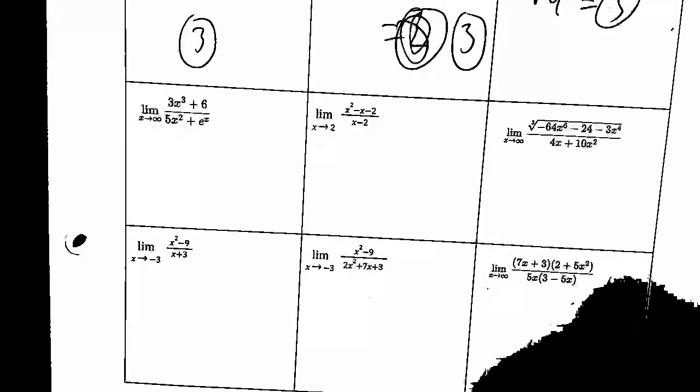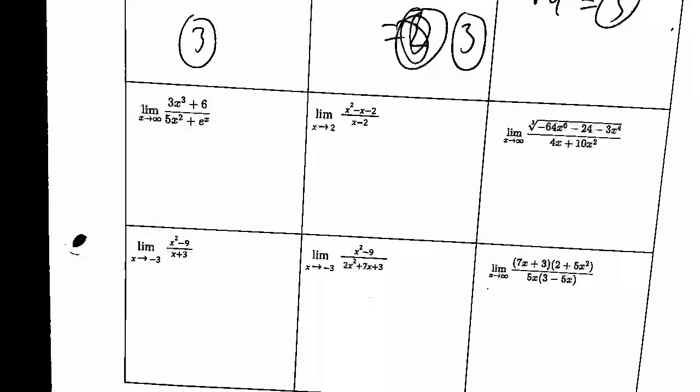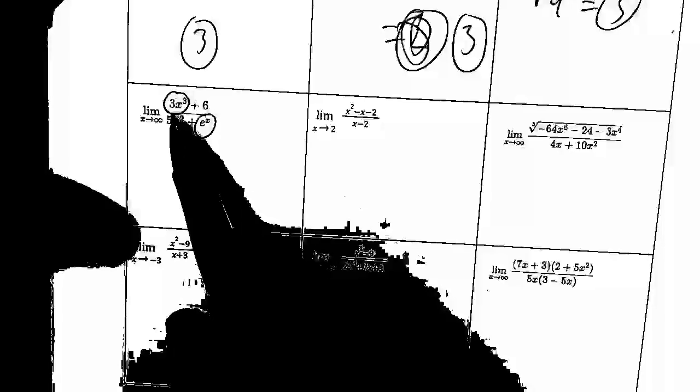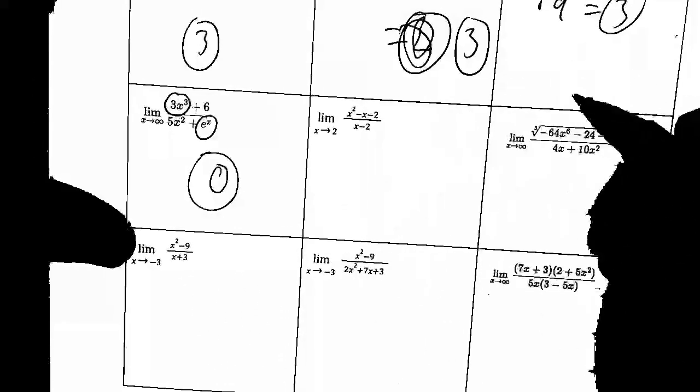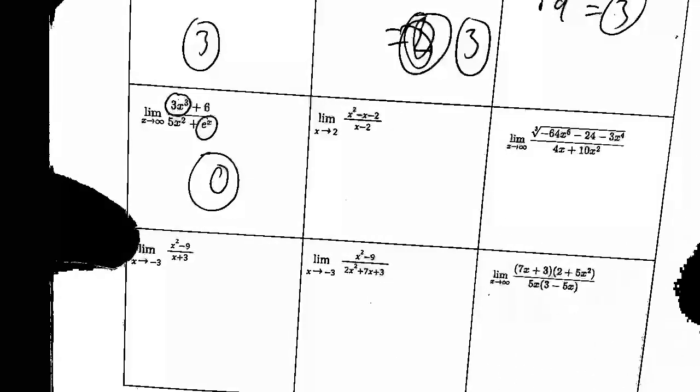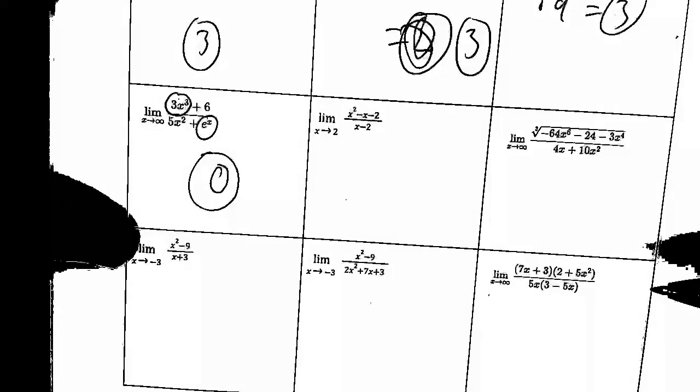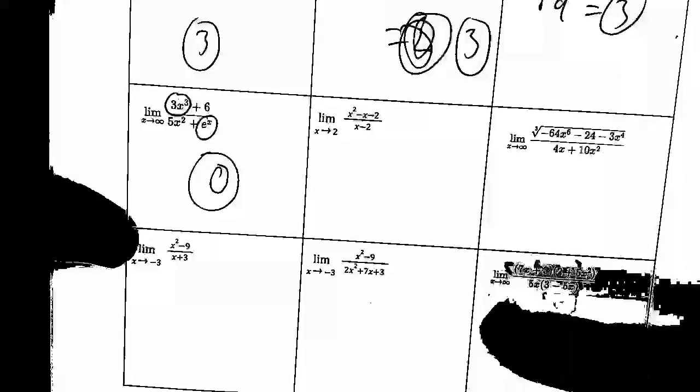All right, continuing on. Now we've got a limit to infinity. Remember, with a limit to infinity, you want to look at the terms. My biggest term on top is 3x cubed. My biggest term on bottom is e to the x. E to the x beats 3x cubed, so this limit is 0. Remember, if the bottom wins, it's 0. If the top wins, it's infinity. And if it's a tie, you take the ratio of their coefficients. You'll see an example in a moment.